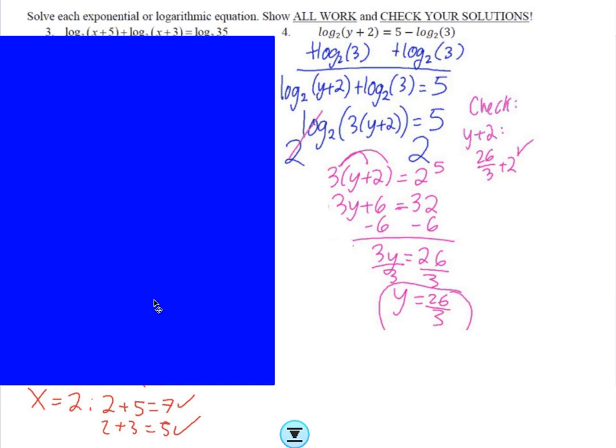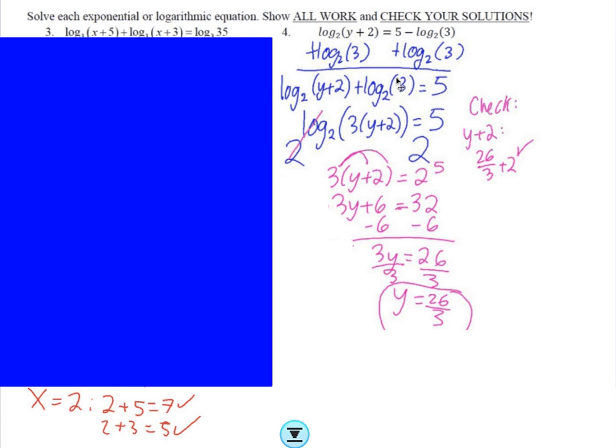All right, number 4. This time we have a log equals constant. I can tell that it is log equals constant because of this 5 here. See how it's not attached to a logarithm by multiplication, it's just by itself. Okay? So in order to have this be log equals constant, I need to actually set it up that way.